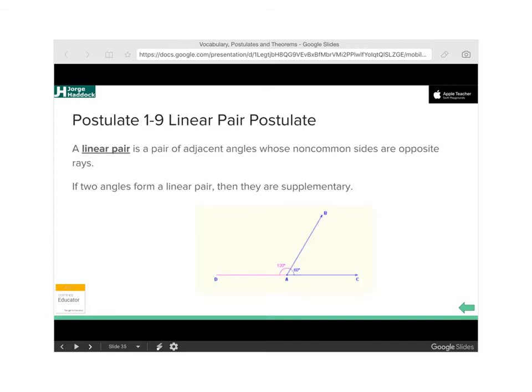Okay. So a linear pair again is a pair of adjacent angles whose non-common sides are opposite rays, as you can see right here. If two angles form a linear pair, then they are supplementary. That's a postulate. You can see it right there. There's no way around it, because this is a straight angle, so 120 and 60 equals 180.